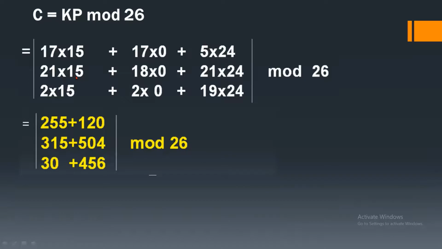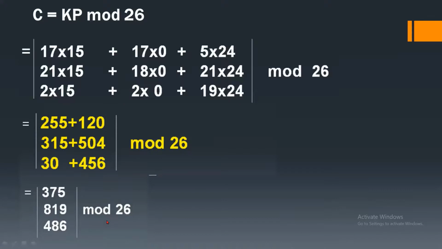In the same way, 21 into 15 would be 315 and 21 into 24 would be 504. In the third row, 2 into 15 would be 30, 2 into 0 would be 0, and 19 into 24 would be 456. Adding all of them together, we have 255 plus 120 would be 375. And we have 315 plus 504 would be 819. And then we have 486, which is the added result of 456 plus 30.